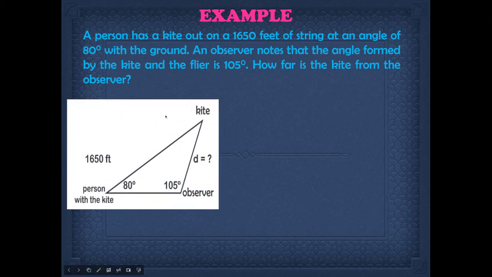So this is our illustration for this problem. Again, it will help if you make your diagram or illustration when you are given word problems or application problems. So here's the person with the kite. Here is the kite. So the string is 1,650 feet long. It's this one.